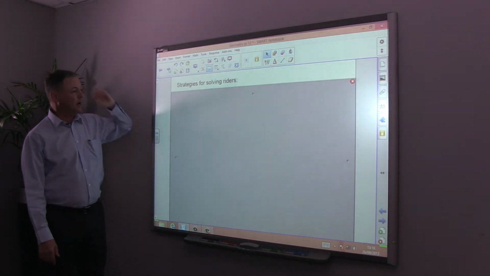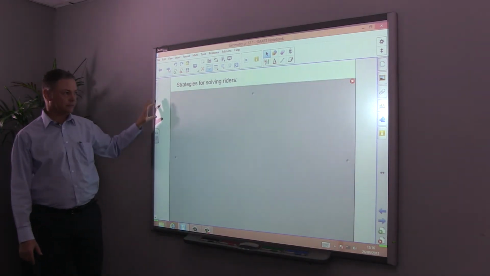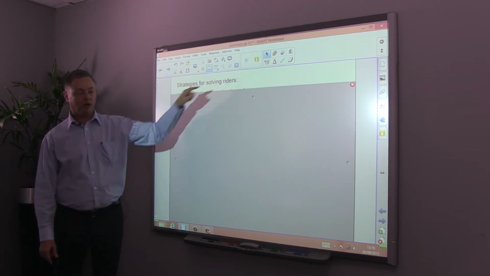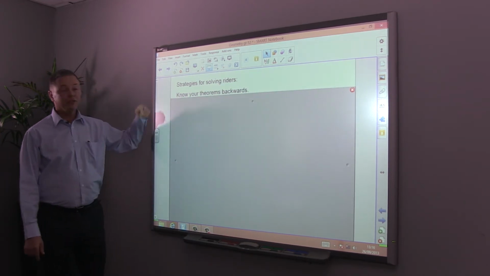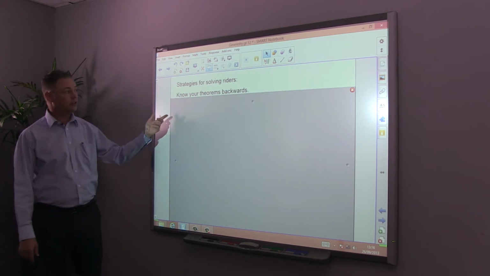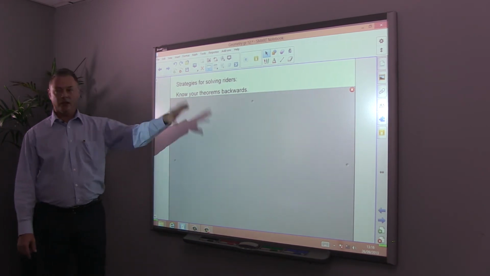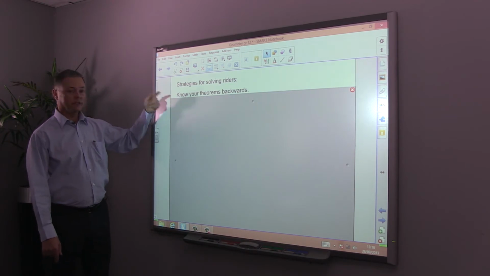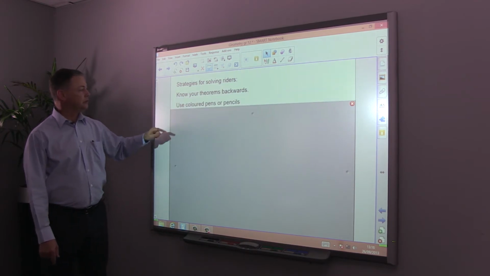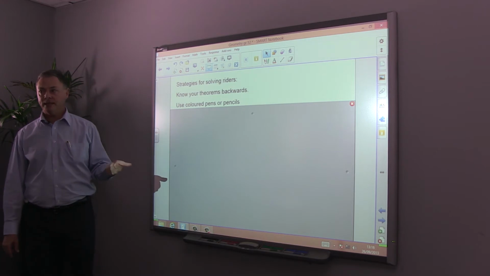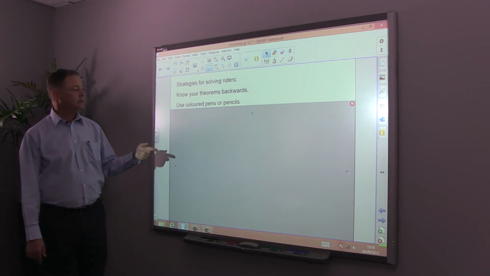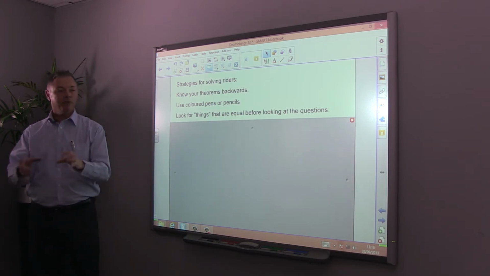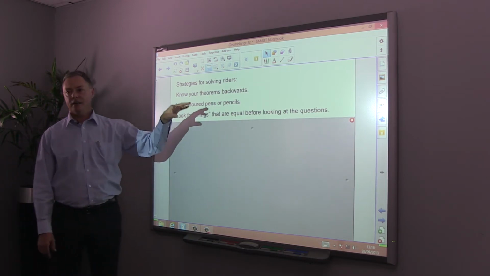Now we need to know how to use those theorems. The trick when you are solving these riders, geometry problems, is you've got to know your theorems. You can't not know what's going on and then go and prove the riders. So if you know your theorems backwards, you'll be able to do the problems. Use colored pens and or pencils. And then before you even look at the questions, look what's given. Before you look at the questions, go and find things that are equal.